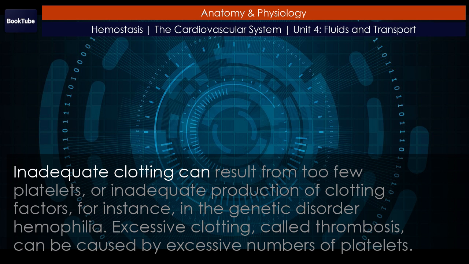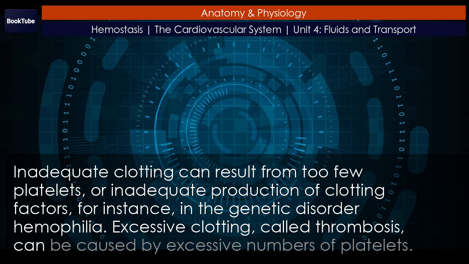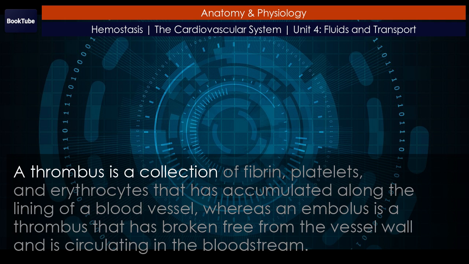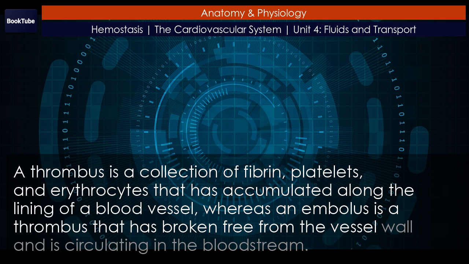Inadequate clotting can result from too few platelets, or inadequate production of clotting factors. For instance, in the genetic disorder hemophilia, excessive clotting, called thrombosis, can be caused by excessive numbers of platelets. A thrombus is a collection of fibrin, platelets, and erythrocytes that has accumulated along the lining of a blood vessel, whereas an embolus is a thrombus that has broken free from the vessel wall and is circulating in the bloodstream.